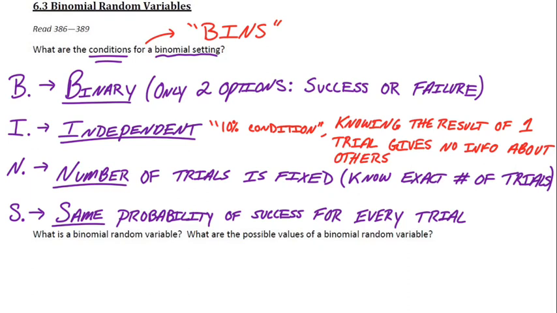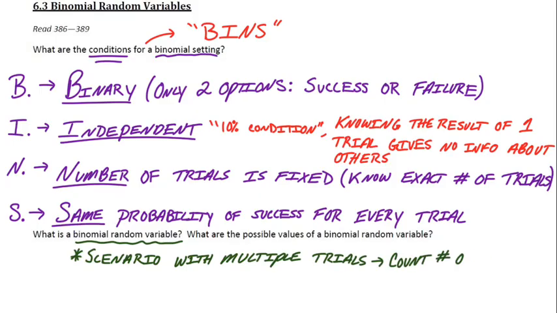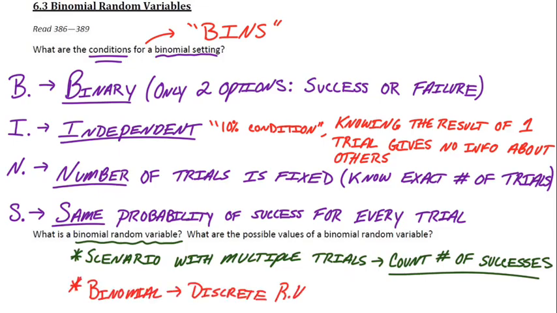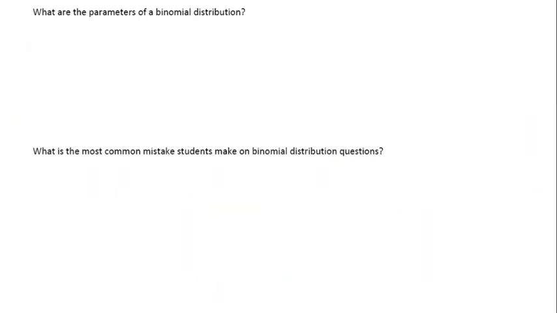The second part here says, what is a binomial random variable? What are the possible values of a binomial random variable? In general, a binomial random variable is a scenario with multiple trials, and we're interested in counting the number of successes. So if we're counting things, this is definitely a discrete random variable. An example of a binomial random variable that we've looked at would be flip a coin 10 times and count the number of heads. A heads would be a success. So that's an example of a binomial random variable, which you could classify as a discrete random variable because we count the number of successes.